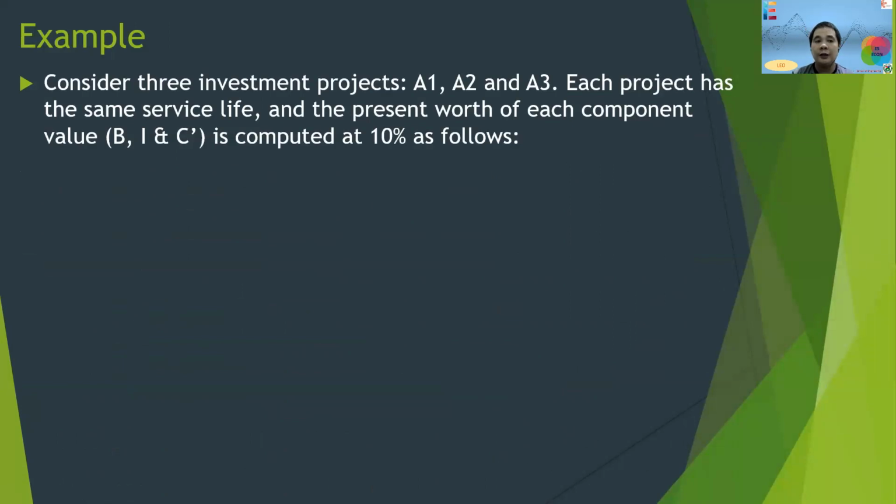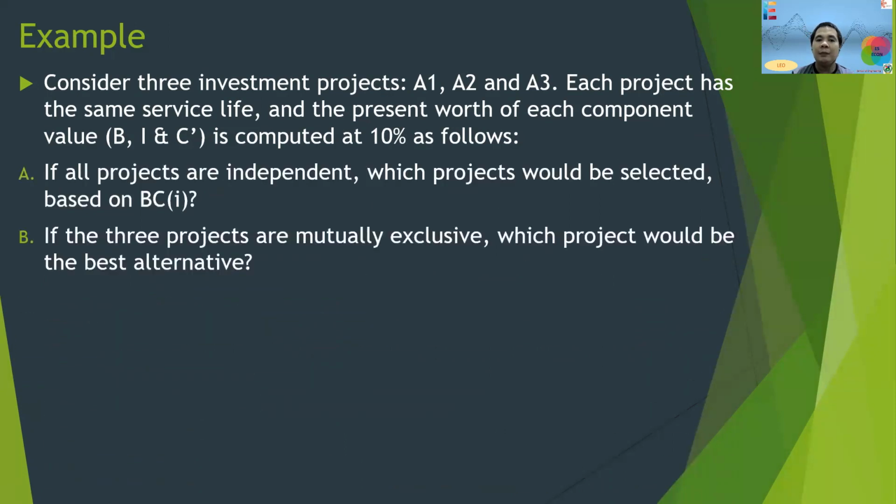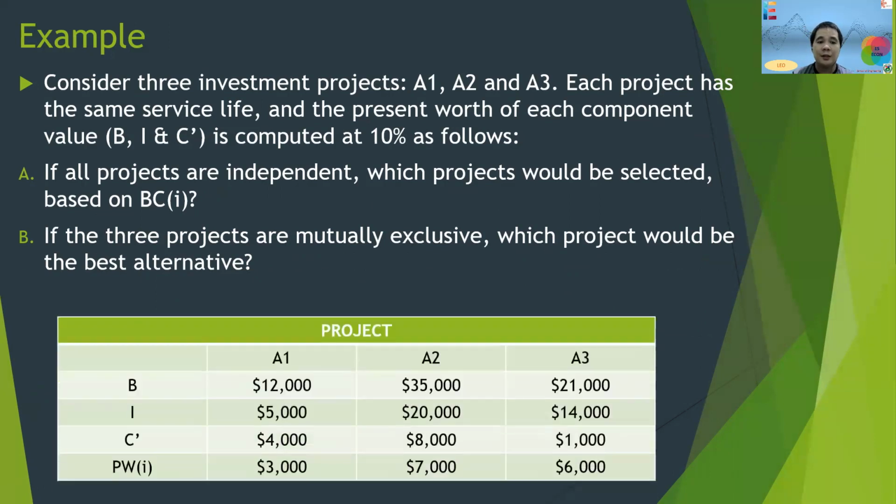Example, you have 3 alternatives. So A1, A2, and A3. Each project has the same service life, and the project present worth of each alternative is provided. If all projects are independent, which project would you select based on the BC ratio? If the three projects are mutually exclusive, which would be the best alternative?